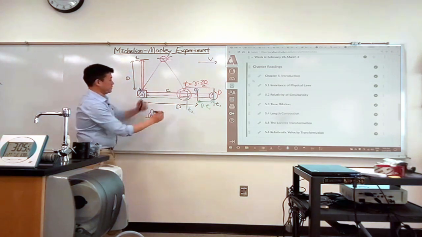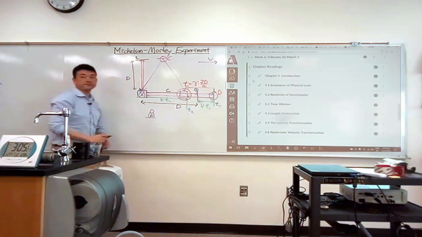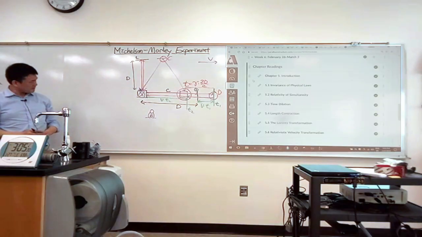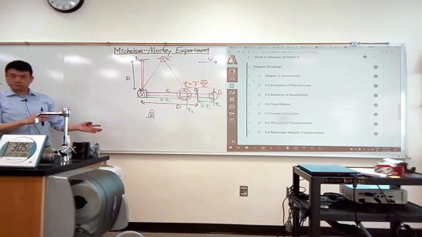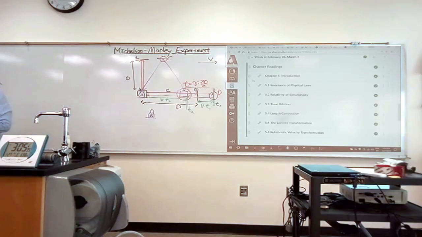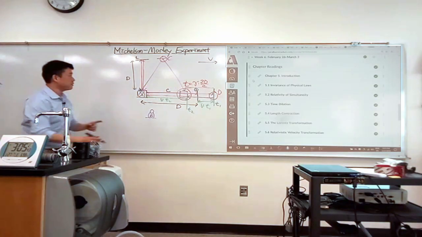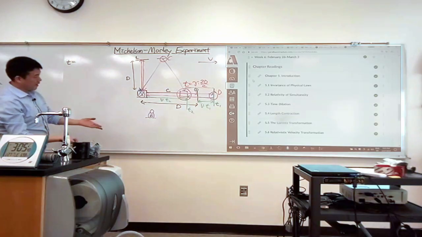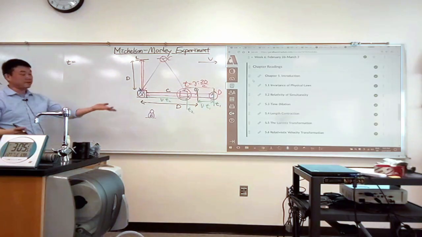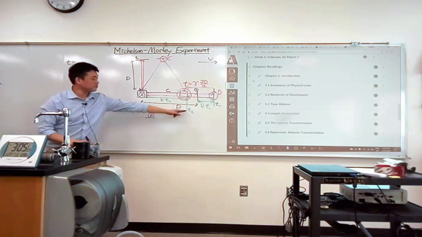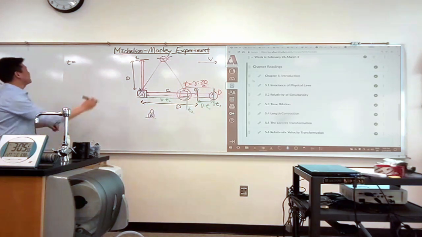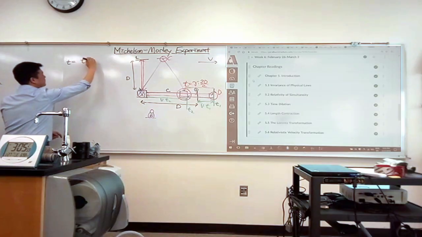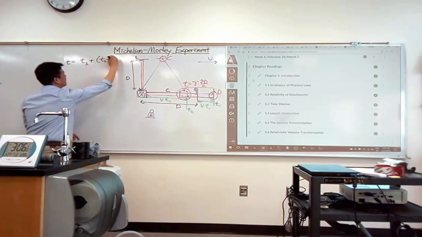So that must be speed v times T2. Good? All right, I think that's all the geometry I need to figure this out. So, the total travel time, let me call it T, should be the same as this. Total travel time T is equal to T2, and let me rewrite it this way: it's T1 plus (T2 minus T1).